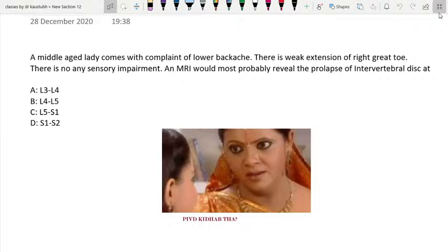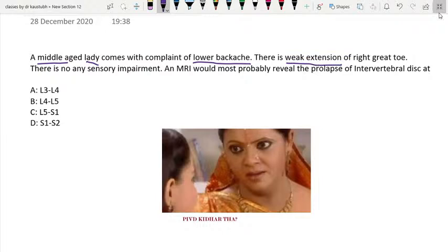Now let's see this question. You have a middle-aged lady who is complaining of lower back pain. Always remember, in an adult male or female complaining of back pain, the most common cause of non-traumatic lower back pain is prolapse of intervertebral disc. Traumatic would definitely be spondylolysis and spondylolisthesis, but since we cannot see any trauma history here, it is most likely to be PIVD. But the question is asking something else.